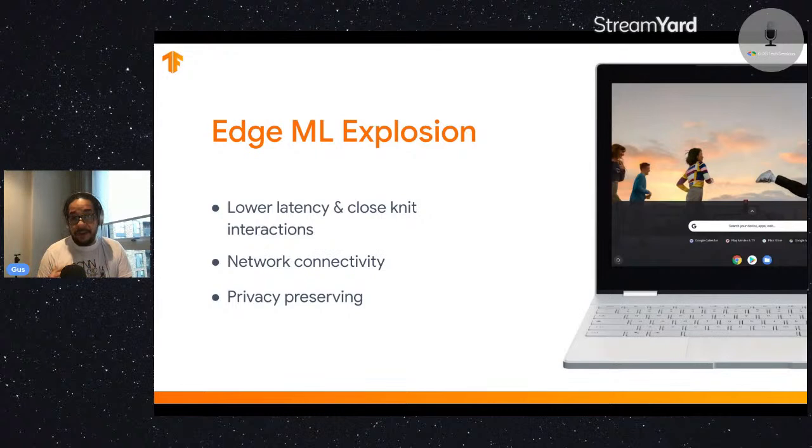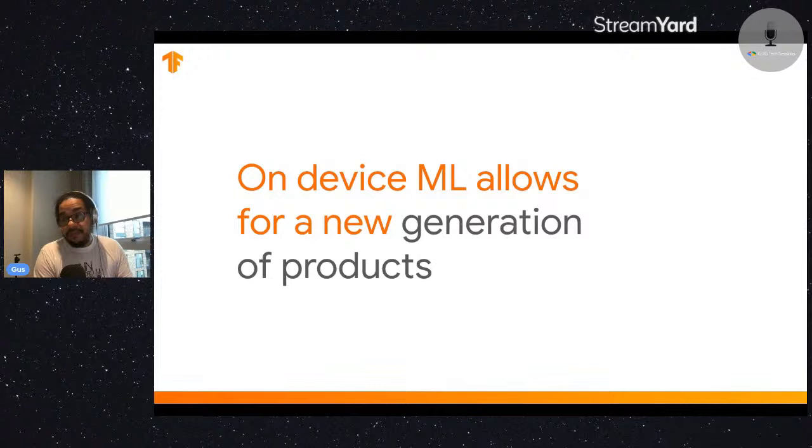Along with these three items I mentioned, lower latency, no need for network connectivity, and privacy, you enable a new generation of products that people didn't even think about, right? Of course, the earlier you are, the more space you have to explore. There's a lot of space right now to learn new things and to apply machine learning in multiple apps that people didn't think would be reasonable or would help. Let me give you one example.